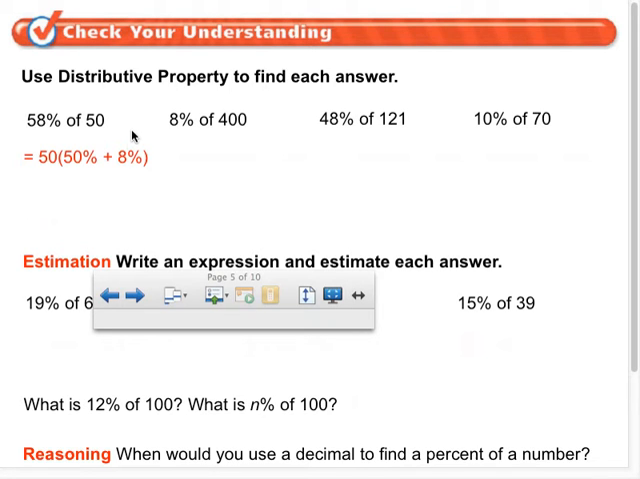Okay, are we good? Isn't 58% 50% plus 8%? So what is 50 times 50%? What's 50% of 50? 25. And then 8% of 50. Well, 50 and 8%. Remember, we're moving. 5 times 8 is what? 40. We know 8% is in the tenths place, so I move my decimal in one place, 4. We get 29.